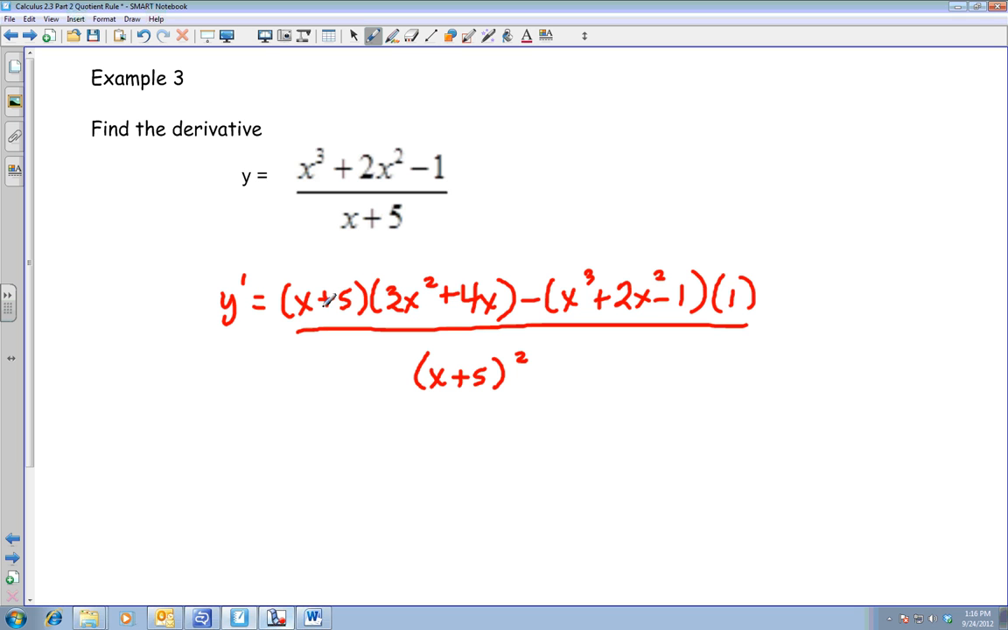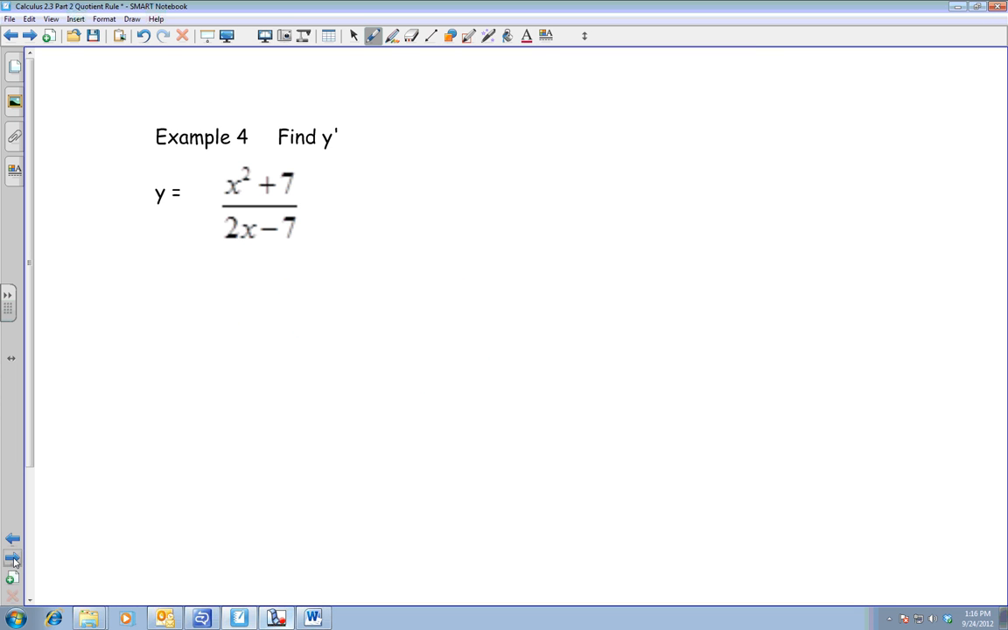So again, low term times the derivative of my high term minus my high term times the derivative of my low term, cross the line, and square the low term. Again, we could FOIL this out, combine like terms. Okay, but for right now, I want to make sure you know how to do the quotient rule. Okay, let's do another one.